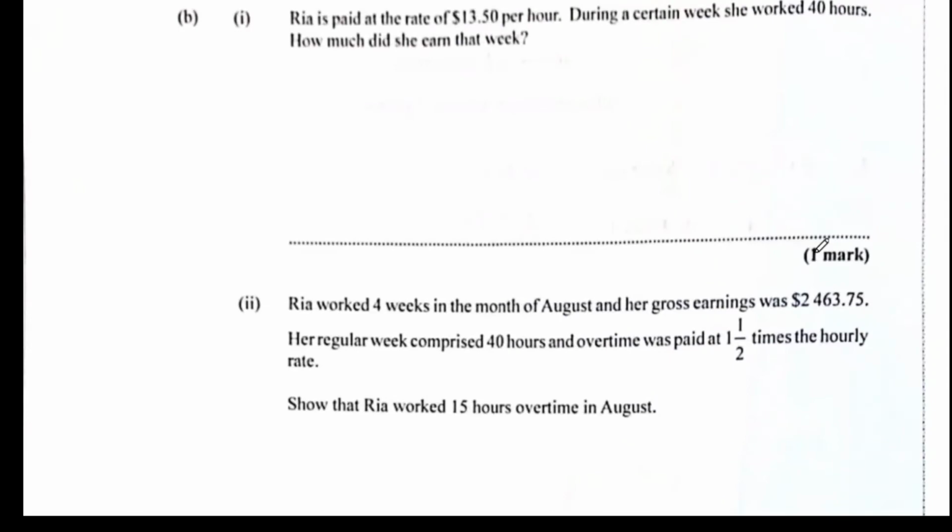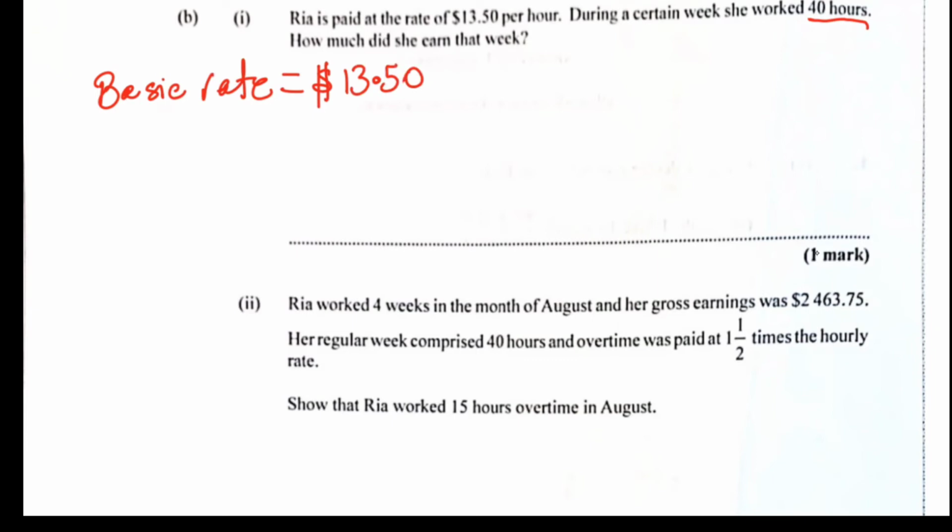It says Rhea is paid at a rate of $13.50 per hour. During a certain week, she worked 40 hours. How much did she earn that week? So this is one of those wages or salary questions. So we're told her basic rate. So she's been paid, so her basic rate speaks to the amount of money that she's paid per hour on a general basis.